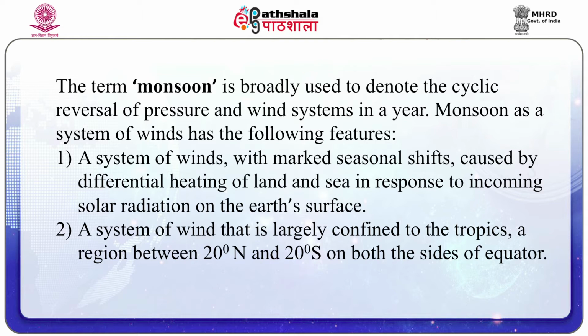Monsoon as a system of wind has the following features: a system of winds with marked seasonal shifts caused by differential heating of land and sea in response to incoming solar radiation on the earth's surface; a system of wind that is largely confined to tropics, a region between 20° north to 20° south on both sides of equator.